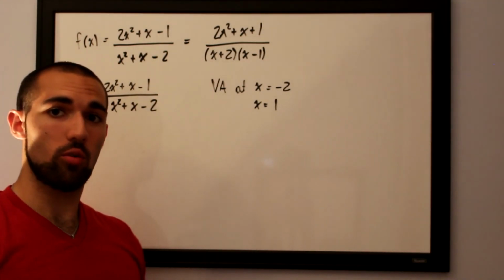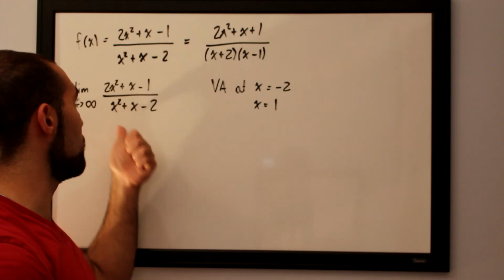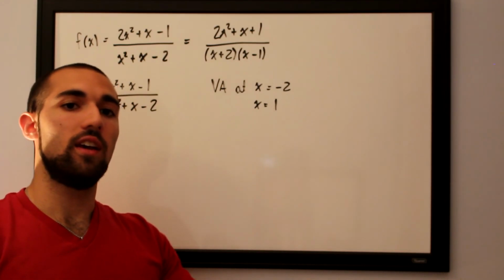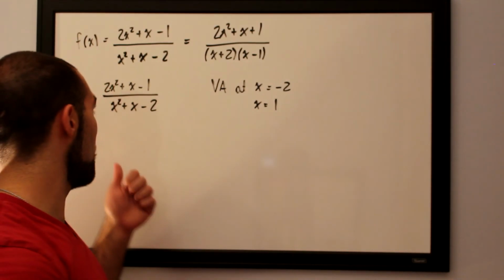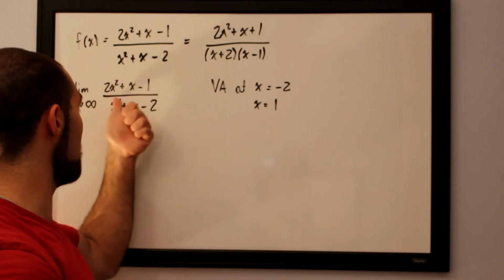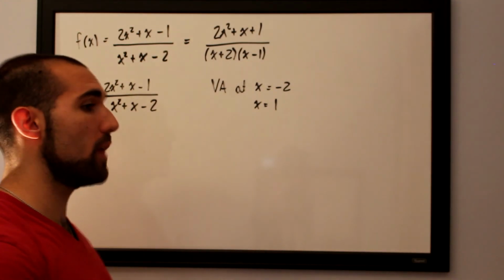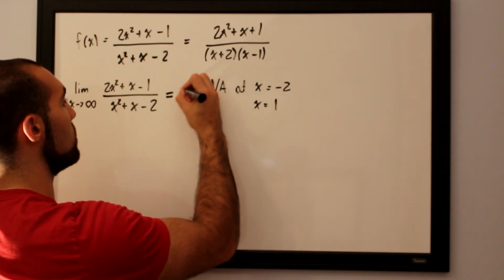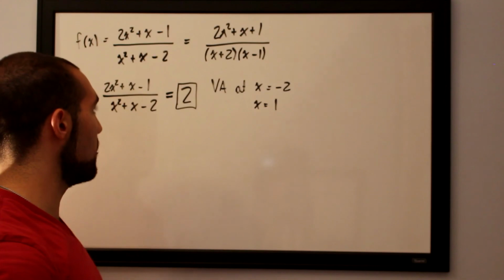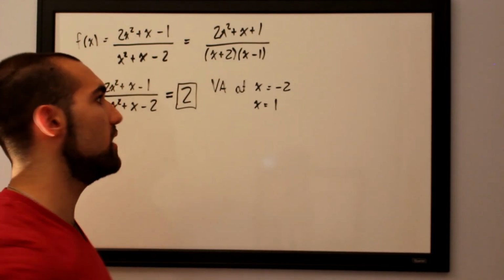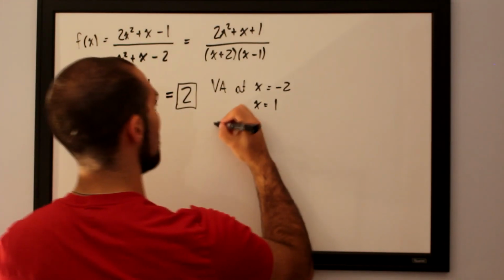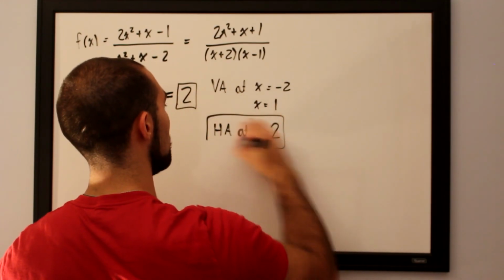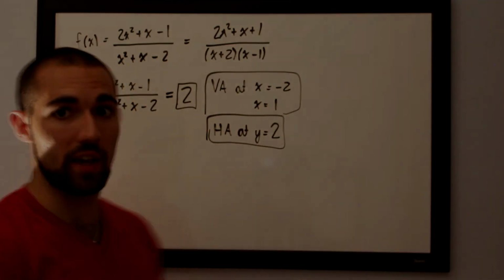And we can come to the conclusion right away that because we see an x squared in both the numerator and the denominator, they are the highest powers present, so we can do simply a quotient of the coefficients of the highest powers. The highest power is going to be x squared, led by a coefficient of 2 in the numerator, and x squared in the denominator led by a coefficient of 1. So we can say that the limit as x approaches infinity in this case is going to be equal to 2. So we have a horizontal asymptote at y is equal to 2, and our vertical asymptotes at x equals negative 2 and x equals positive 1.